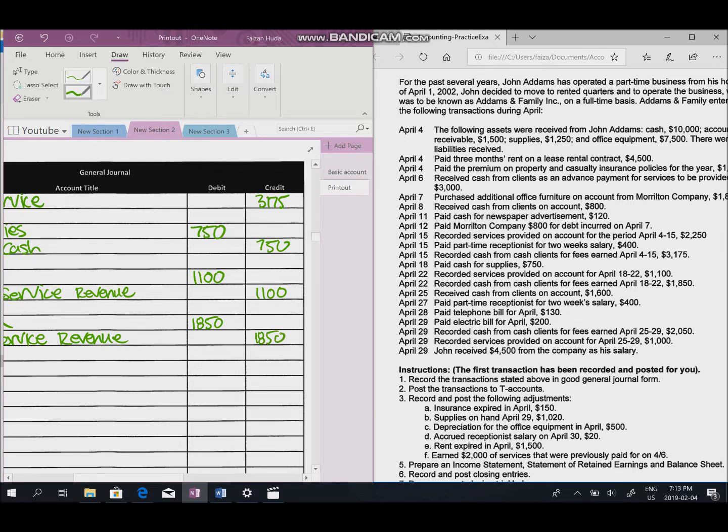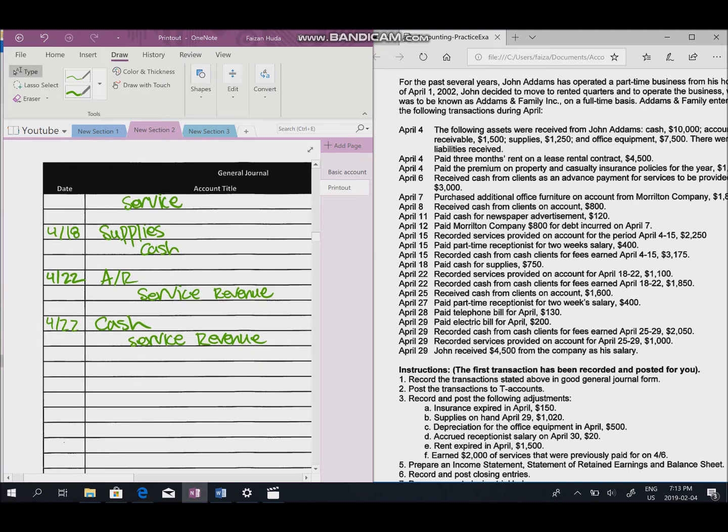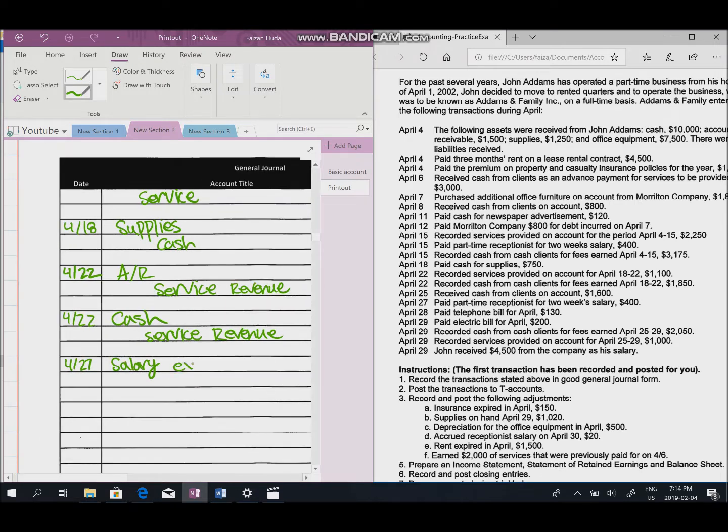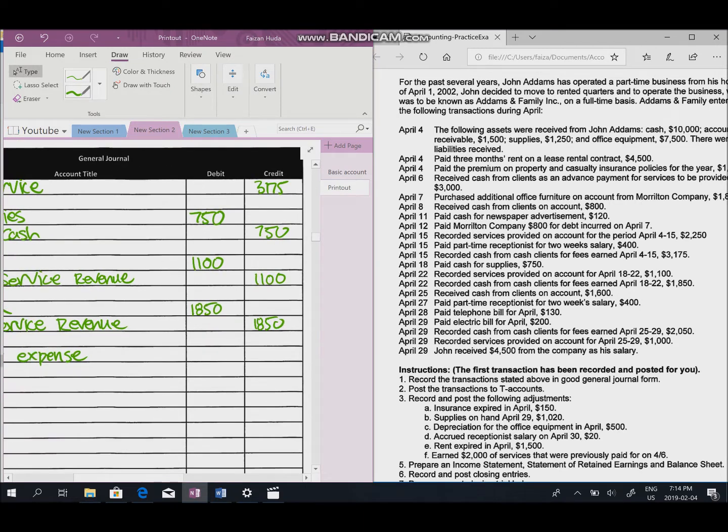Moving on to April 27. So now we paid the part-time receptionist two weeks' salary again, for $400, on April 27. As you know, it's your salary expense since you paid her. It also says salary, and if it said wage, I would have used wage expense, but since it's salary over here, I'm going to use salary expense. Again, the keyword here is salary.